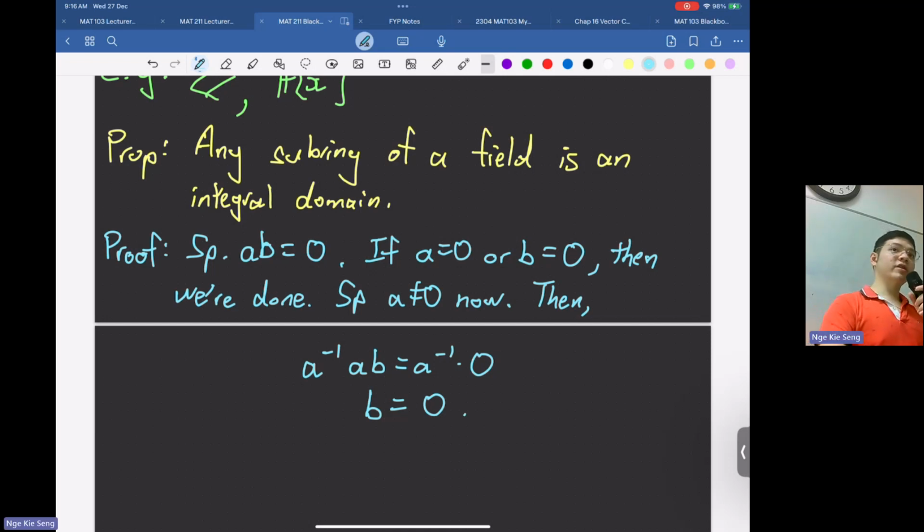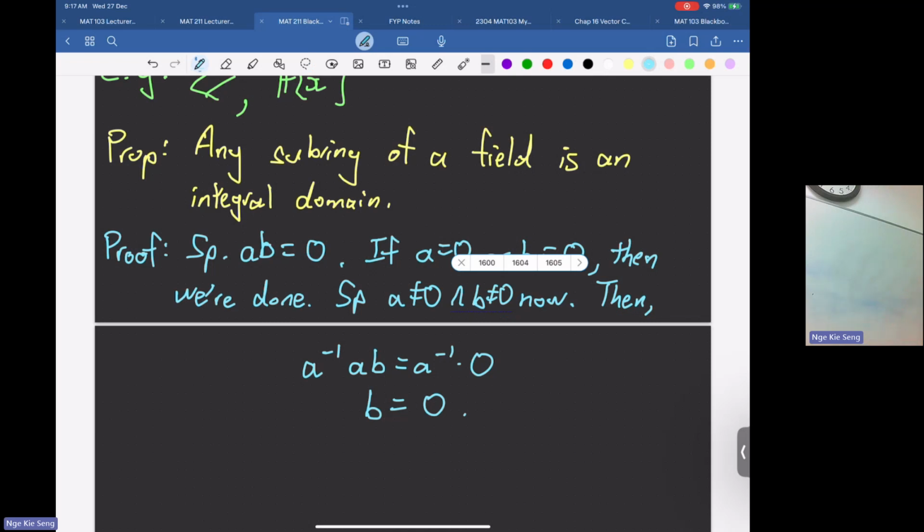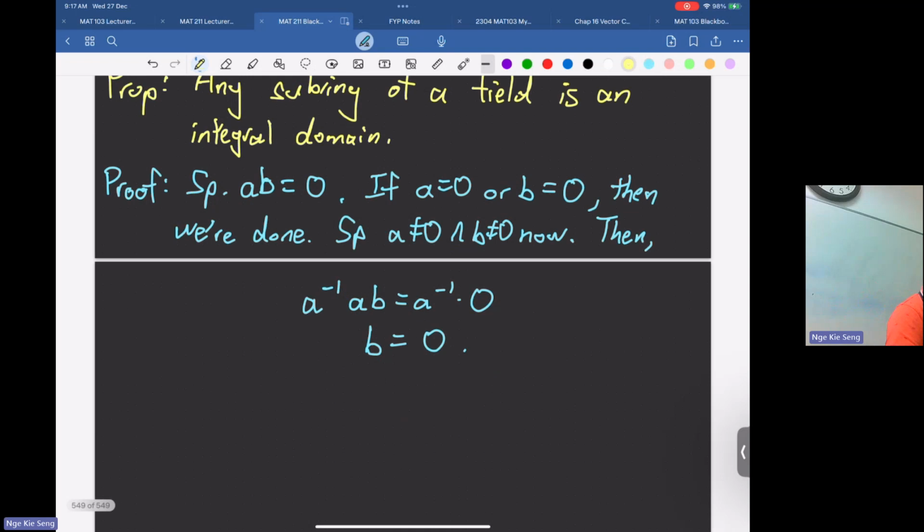So to show integral domain: if AB equals 0, A must be 0 or B must be 0. So I show that suppose AB is 0. If one of them is 0, then we are done. Suppose both of them are not 0 now. Then I can simply multiply by A inverse on both sides, and then I show that B is 0, which is a contradiction. Okay, so I'll keep going.